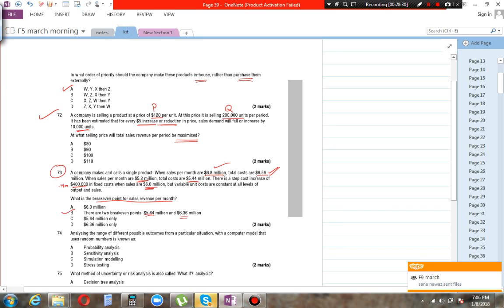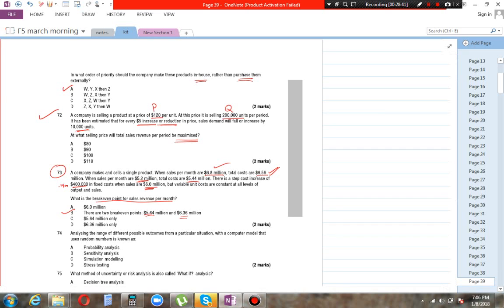Now if you don't want to waste time on this question, obviously you can see that part B only has two break-even points, right? So even without calculating you can find the break-even point easily, right?